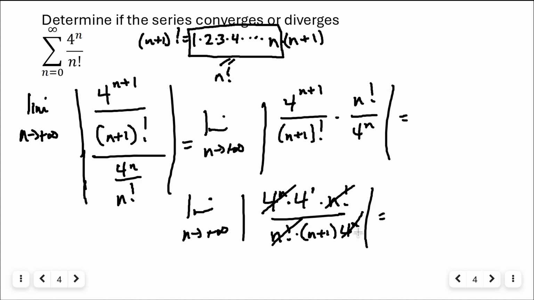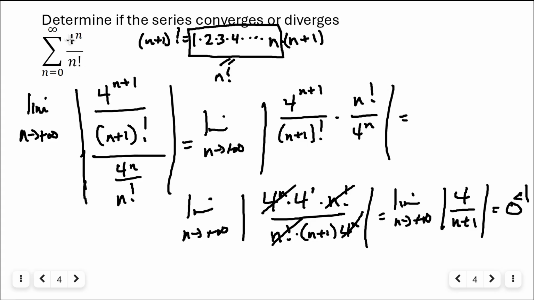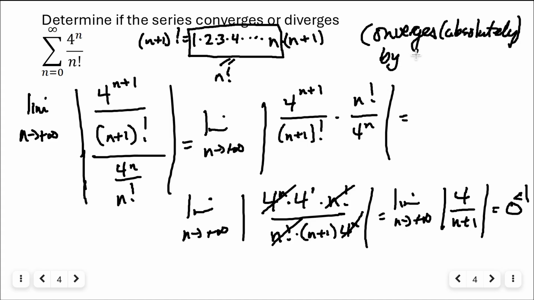This 4 to the n and that 4 to the n cancel out. And now I get the limit as n approaches infinity of 4 over n plus 1. The limit as n goes to infinity of 4 over n plus 1 is 0. 4 over something really big is really small. That's 0. That answer is less than 1. So then this series converges absolutely by the ratio test.